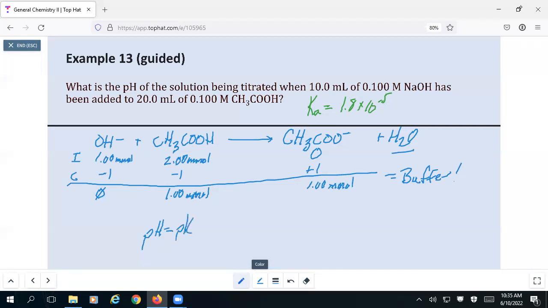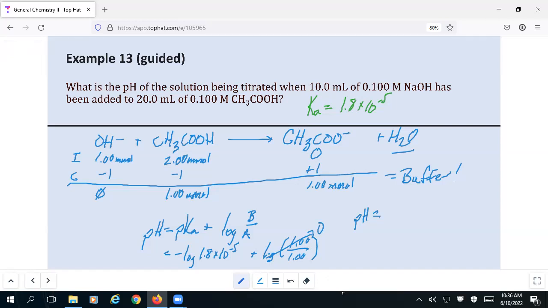pH is equal to pKa plus the log of base over acid. The negative log of 1.8 times 10 to the negative fifth plus the logarithm, in this case, of 1 over 1. 1 divided by 1 is 1, and the log of 1 is 0. So the pH is equal to the pKa here. 1.8 times 10 to the negative fifth. 4.74.